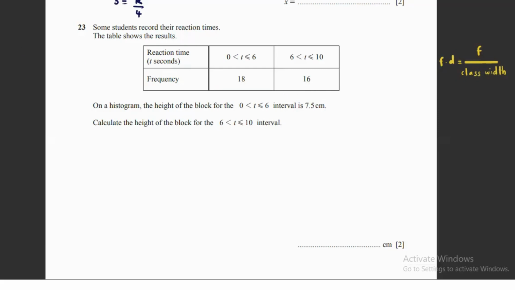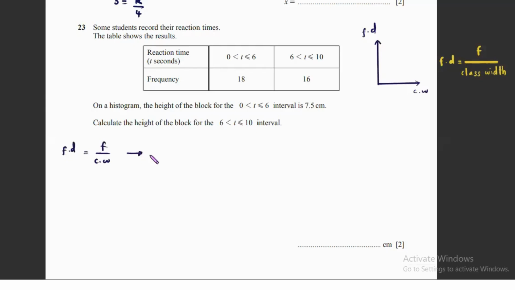Now, in a histogram, the x-axis is where all the class width is written, whereas the y-axis is where the frequency density is written. Which means to do this question which is related to histograms, we need to first calculate the frequency density. To calculate the frequency density, the frequency has to be divided by the class width. So for each one of these, I'm going to divide the frequency by the class width.